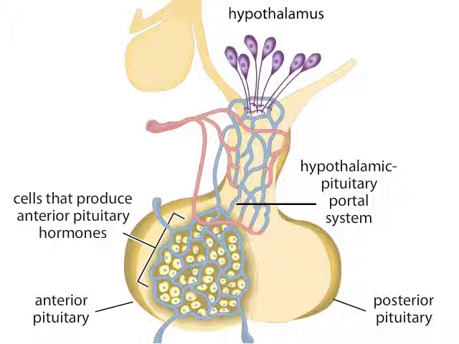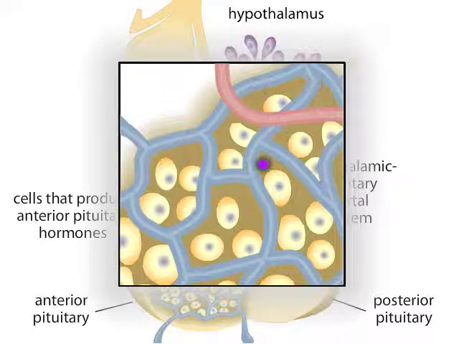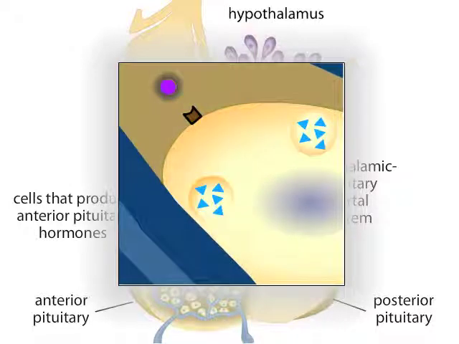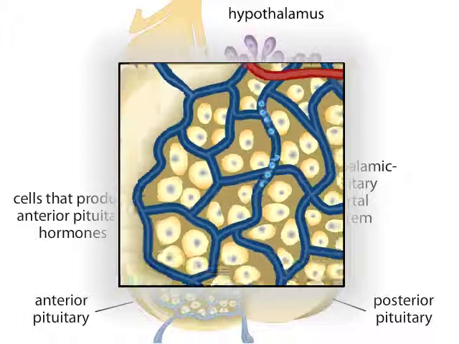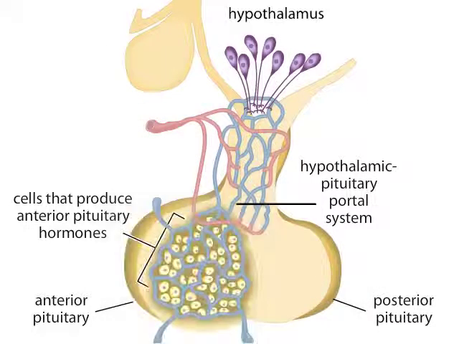The neurons abut the capillaries and, when stimulated, release hormones into the circulation. The hypothalamic hormones travel directly to the cells of the anterior pituitary. Here, a specific hormone affects a specific type of anterior pituitary cell. Each cell type, in turn, produces and releases its own hormones into the general circulation. Once released, the anterior pituitary hormones travel throughout the body to their various targets.